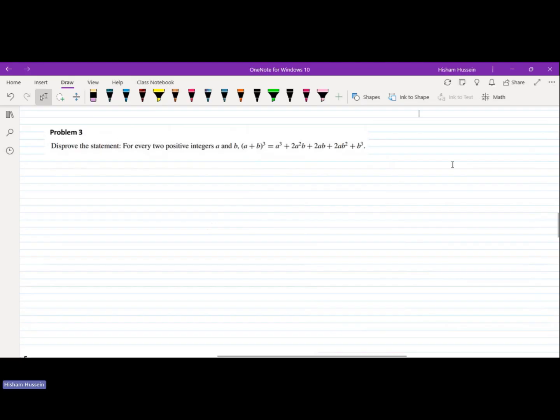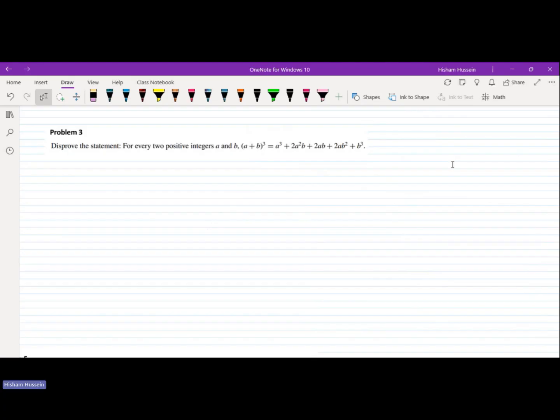In problem 3, disprove the statement: for every two positive integers a and b, (a plus b) to the power 3 equals a to the power 3 plus 2a squared b plus 2ab plus 2ab squared plus b to the power 3. So we need to provide counterexamples for a and b that negate this statement.